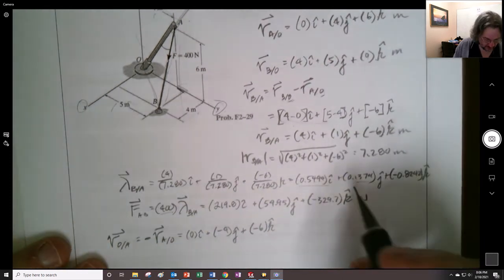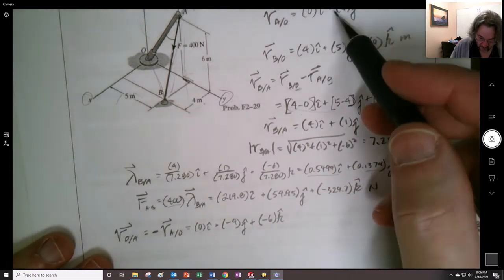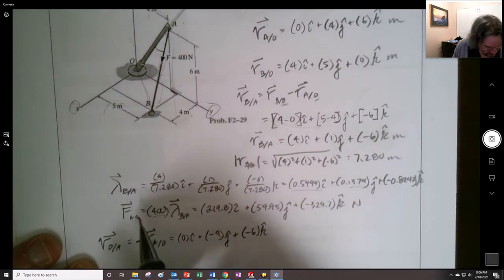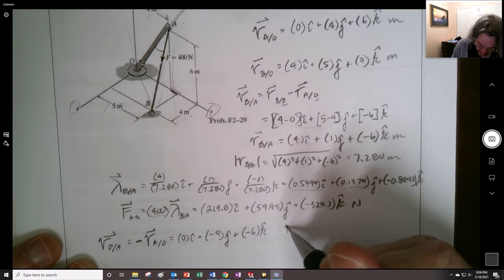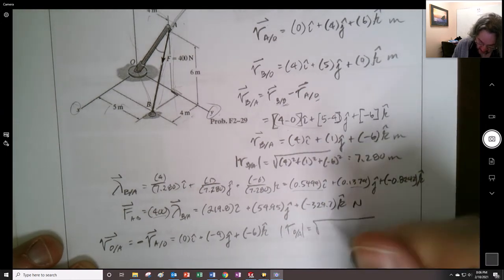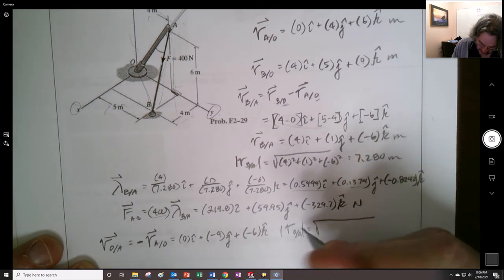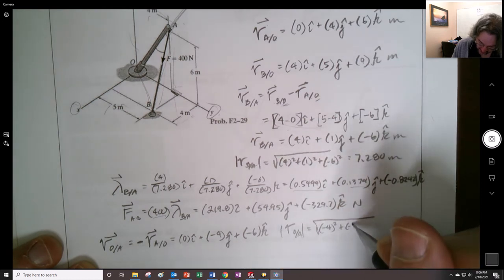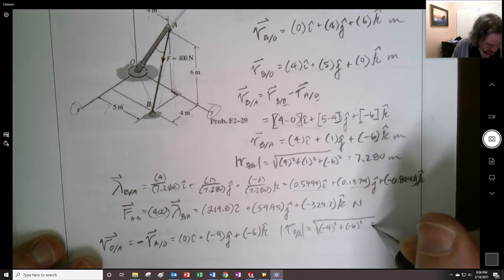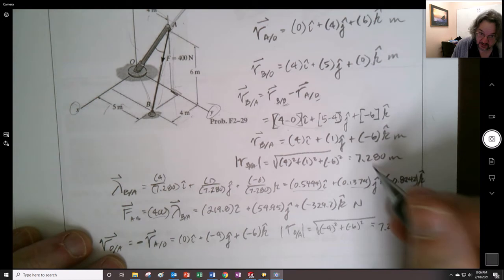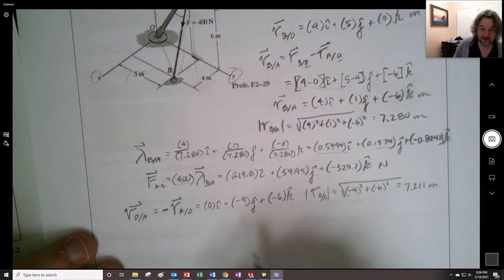We could have always written that thing out there, and I don't know why we didn't from the very beginning. We were just playing around, I guess. And then we could also find that the length of this was the square root of 0 squared, negative 4 squared, and negative 6 squared. So what we're left with is 7.211 meters. So it's close to being the same length as that, not quite.